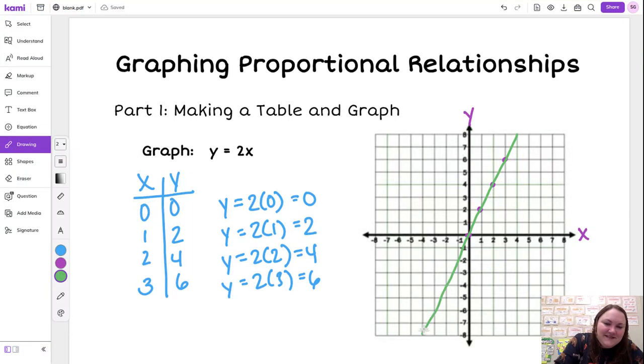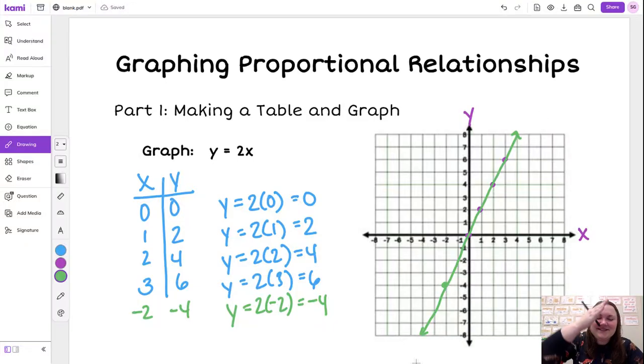We picked the numbers 0, 1, 2, 3, but I could have also picked, for example, the number -2 for x, and y would be 2 times -2, that's -4, which, if you notice, is that point right here. A line is just connecting all of the points in your table that we get from doing math with the equation. So this right here is the goal for today. The goal is, if I give you an equation with no story, can you make the graph?